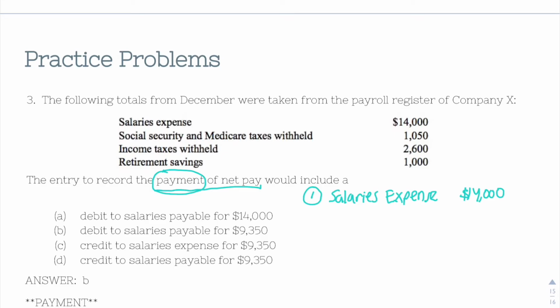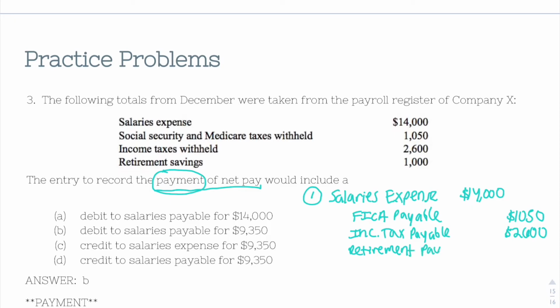Then we have Social Security and Medicare taxes withheld. So those are FICA taxes payable for $1,050. I'm just going to shorthand it: FICA payable is $1,050. Then we have income taxes withheld, so that is income tax payable, again shorthand, for $2,600. And then retirement is also a deduction, so retirement payable for $1,000.